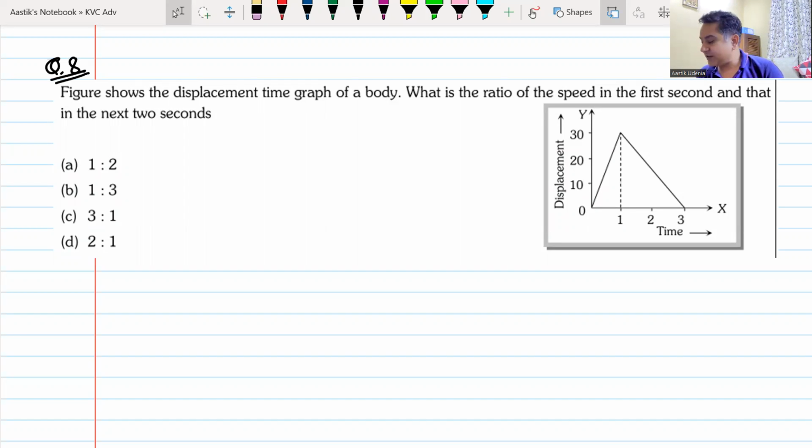Yes, my dear friends, do we have an answer? Ratio of speed in the first second to the speed in the next 2 seconds. In the first 1 second, the speed is constant. In the next 2 seconds, the speed is constant. Or I should say velocity is also constant because it is a straight line. Displacement time graph, position time graph is a straight line.